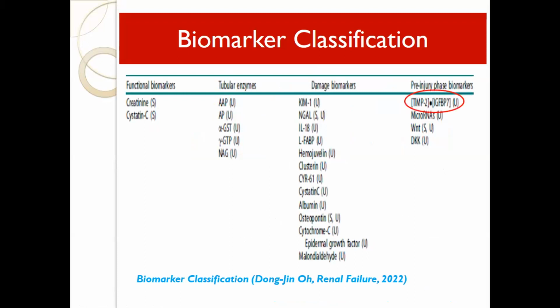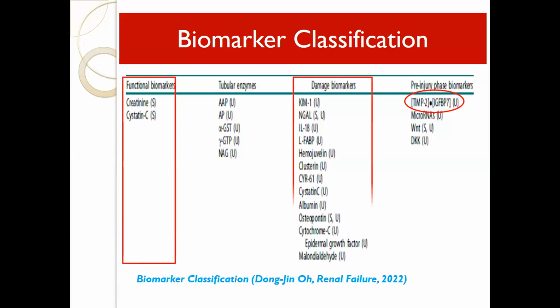In the pre-injury phase, the biomarkers found to appear earliest are tissue inhibitor of metalloproteinase 2 and insulin-like growth factor binding protein 7. These are the pre-injury or stress biomarkers, the most important of the stress biomarkers. While detecting the function, as we all know, are cystatin C and creatinine. These are the functional biomarkers. While damage biomarkers, the ones I think we all know, are KIM-1, NGAL, interleukin 18, L-FABP, etc. All of these are damage biomarkers.